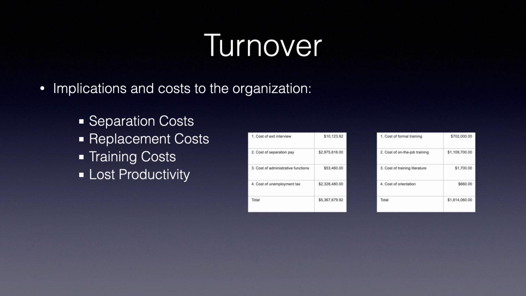And turnover has many costs and implications to it. We look at separation costs, replacement costs, training costs, and not to mention lost productivity. So I pulled up some numbers that you can see how expensive it can truly be to have exit interviews or separation pays, unemployment tax, or when we bring new team members, right? How expensive it can be to train them, to go through the training literature, to go through orientation. So all of these things are important for us to understand that we can't eradicate turnover, but if we can control it and diminish it, then that would be ideal.